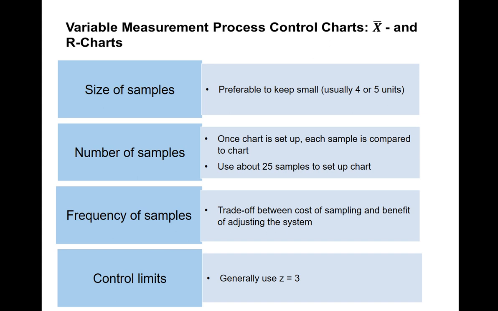So if we think back to the p chart, the sample size is 300 for each sample. But now if we use the variable measurement process control chart, we prefer to keep a small sample size, which in general is 4 or 5. And for the number of samples, 25 is a good number. And for the control limits, in general we still use d equals 3.